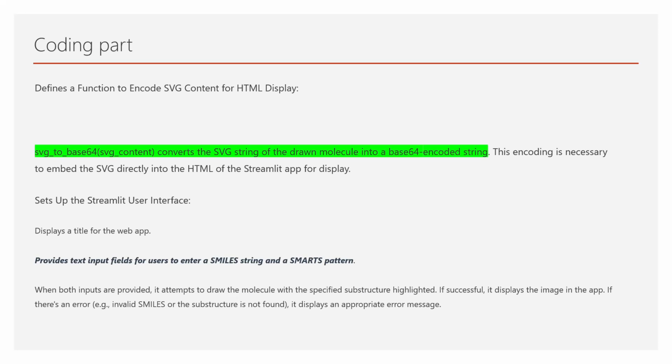So again, we are trying to show the image. It is using the HTML display, SVG to base 64. Again, we are using the conversion for it so that we can see the output itself. Then we use the input fields to enter the SMILES and the SMARTS pattern for it. When both inputs are provided, it attempts to draw the molecule with the specific substructure highlighted. If successful, it displays the image in the app. If there is an error, it displays an appropriate error message.